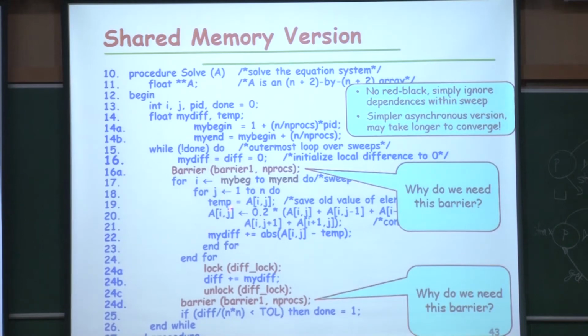Correct. Local thread stack variable. And the diff is the variable which will be a shared variable. But you have declared my diff before and diff inside this. Does not matter. No, this is a private variable. This is a shared variable. I am setting both of them to 0. That is all.